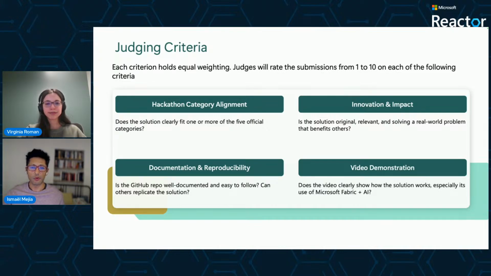And there are different criteria to judge the solution. One of the things is: does it fit one of the categories that I'm going to quickly introduce afterwards? Is this solution relevant, is it interesting? Of course, we want solutions that are interesting, as we have done in previous versions of this contest. Also, can we reproduce this? Is it well documented? If you want to make things easy, the best thing you can do, apart from having the solution in GitHub, is also to create a video that introduces the solution and presents how you use Fabric plus AI, which is the main focus of this session.